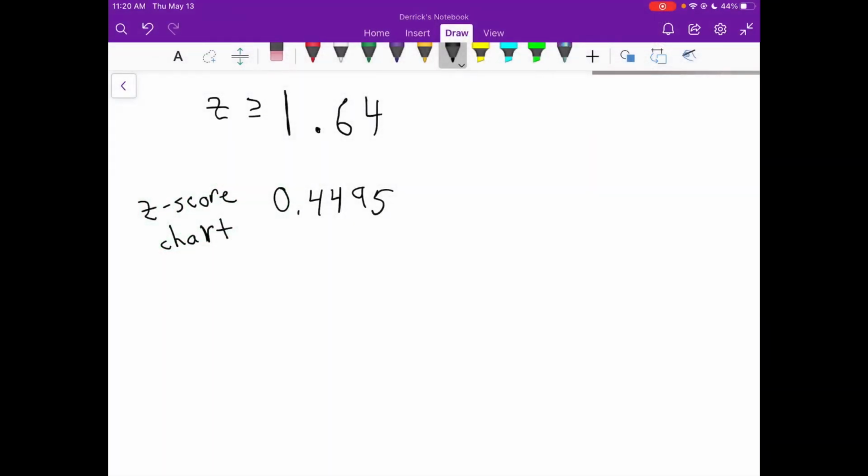I want to do one more example, talking about how to use the z-score chart and figuring out whether you're adding or subtracting 50, that sort of thing. Let's just use any random number, don't even care about a word problem or anything. Let's say you found a z-score of 1.64, and I want you to find the percentage of the data that would be greater than 1.64.